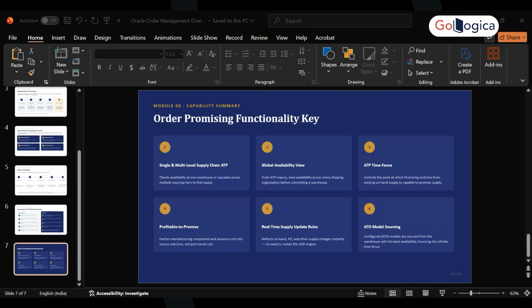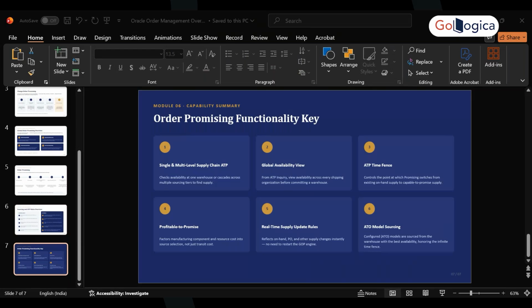delivery commitments. Next one is the global availability view, in which Oracle provides a centralized view of inventory availability across the shipping organizations. The users can access the information through the ATP inquiry or global ATP window. Instead of checking each inventory organization, Oracle displays the availability across the complete supply network. This allows the users to understand which warehouse has the inventory, how much inventory is available, when additional inventory will become available, and when the organization can fulfill the customer demand.